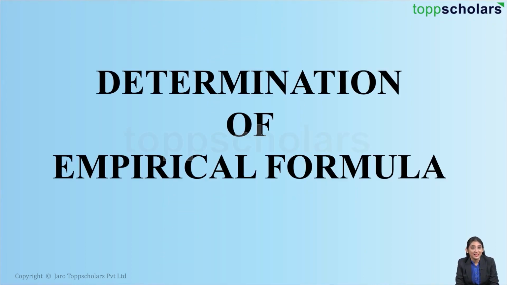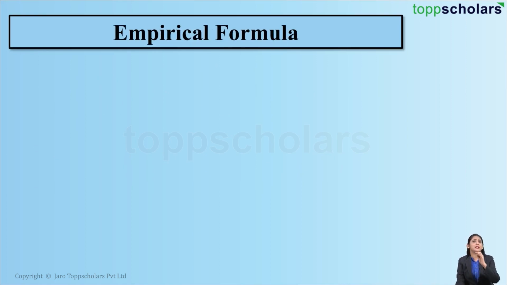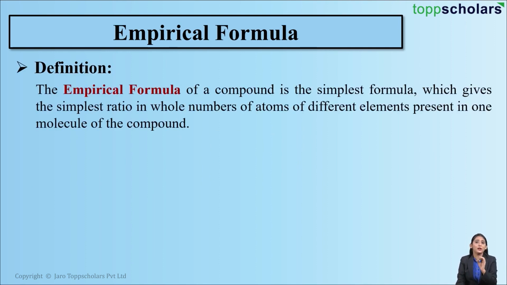Today we'll be discussing determination of empirical formula. So friends, the first question that comes to our mind is, what do we mean by an empirical formula? Empirical formula of a compound is the simplest formula which gives the simplest ratio in whole numbers of atoms of different elements that are present in one molecule of the compound.